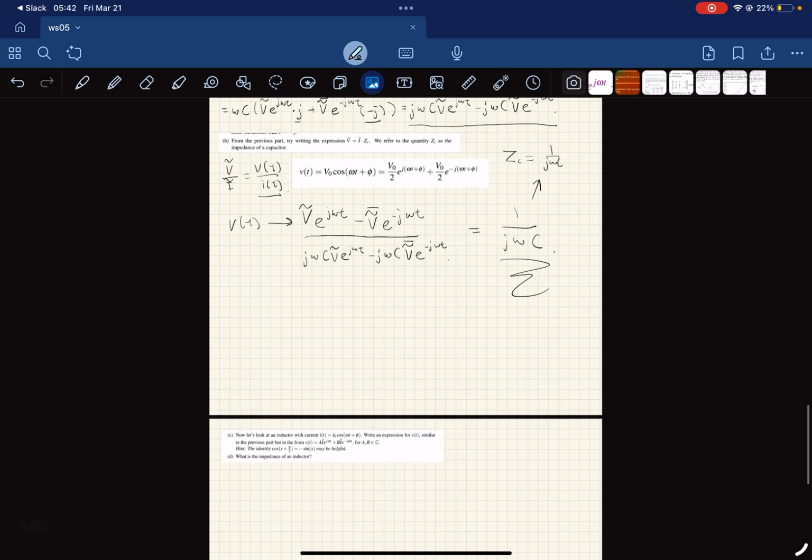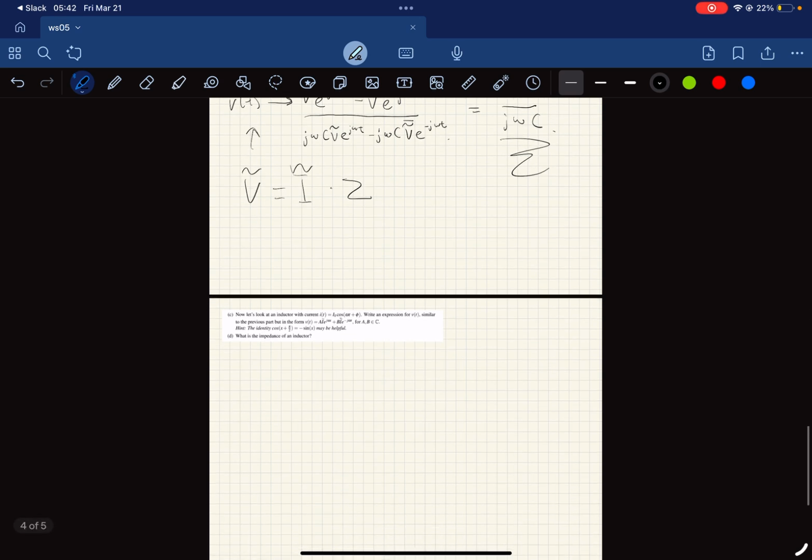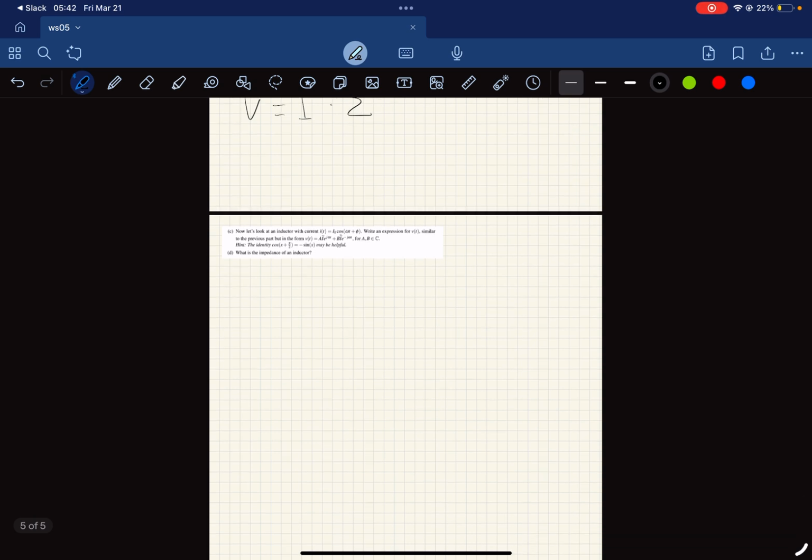Oh, and also earlier, again, the governing equation is that V phasor is equal to I phasor times Z. And that's what we use to calculate Z. So that's why we did this, right? Just a refresher there. Okay, for an inductor now.